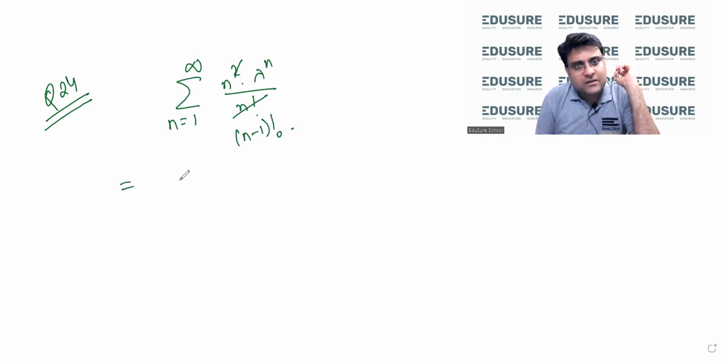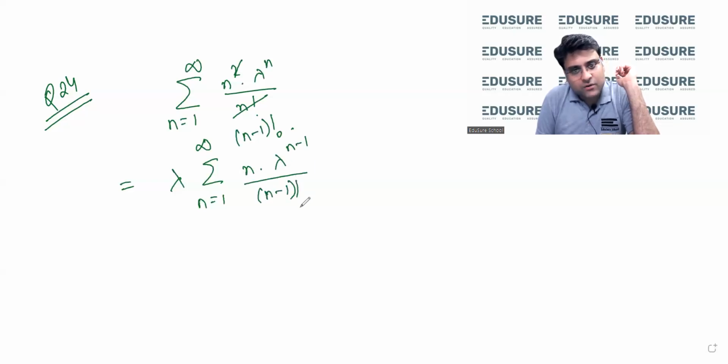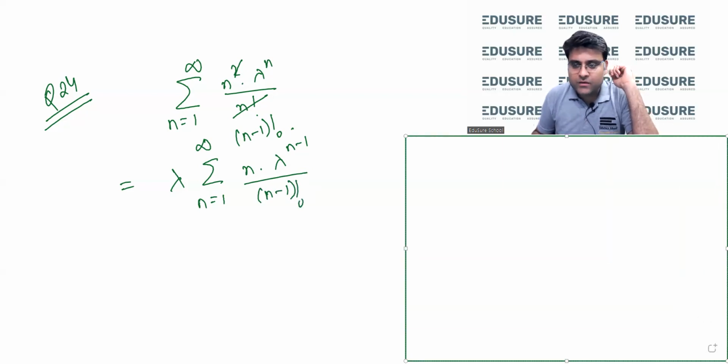So this can be written as lambda summation n is equal to 1 to infinity n into lambda to the power n minus 1 by n minus 1 factorial. So there is a side angle to it here. Let me just share.